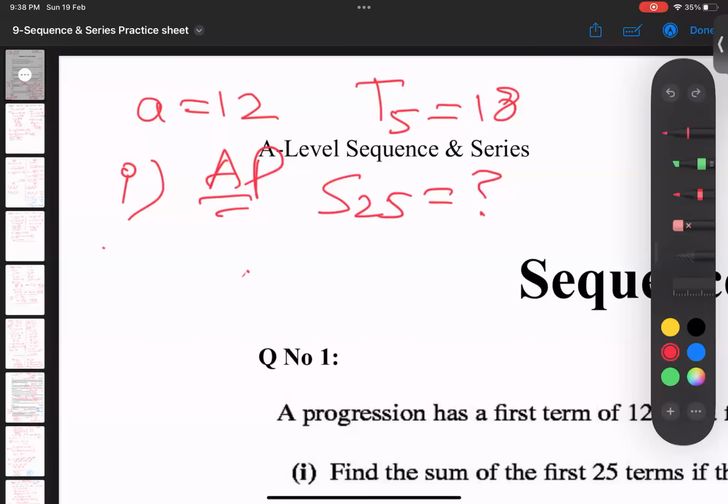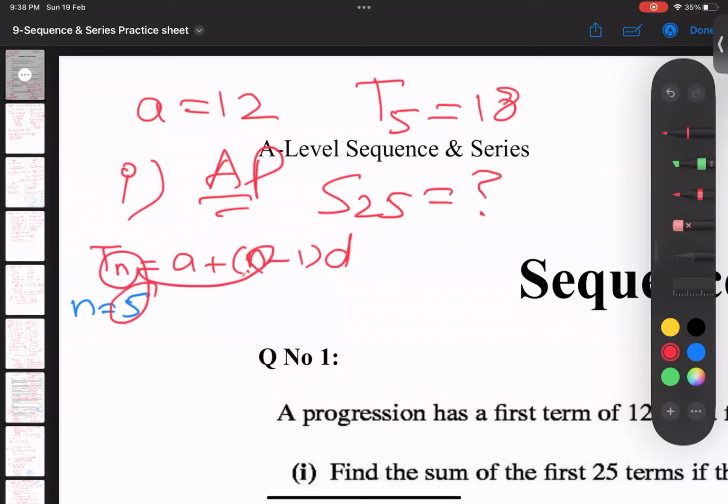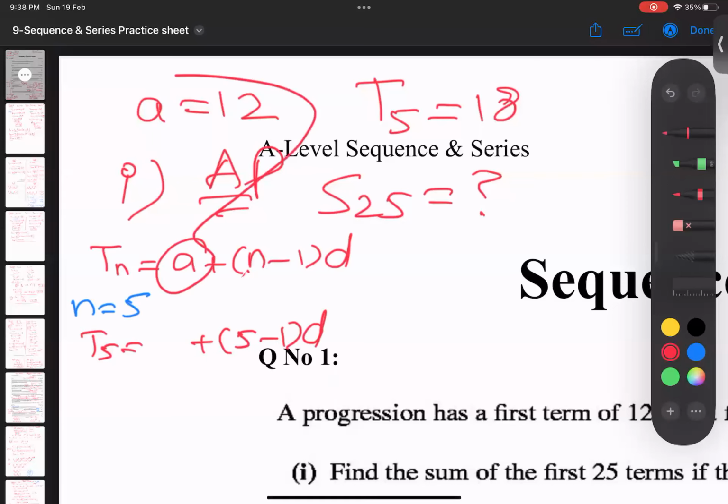Let's start. Bismillah ar-Rahman ar-Rahim. Tn is equal to a plus (n minus 1) into d. What is the number? 5. Okay. It means I will replace every n by 5. Every n. So let's start. When I plug in 5 here and 5 here, it will turn to be T5 equals 5 minus 1 times d. But a is the first term, which I have.